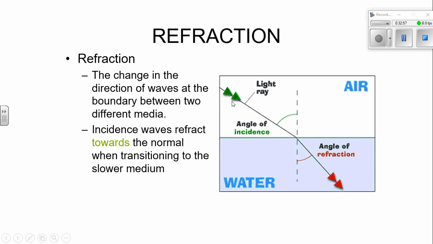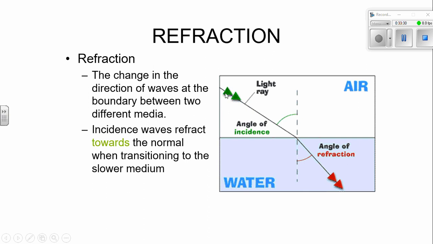If you can imagine a series of people walking in a row, like a marching band, and they're going from concrete. Let's just imagine this is concrete and down here this is mud. So we have a group of people side by side walking, and they hit the mud. The people on this side are going to hit the mud first, and they slow down first. This group of people would wind up turning towards the normal in this case until they're all in the mud.